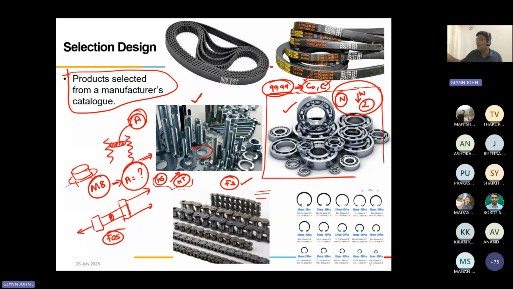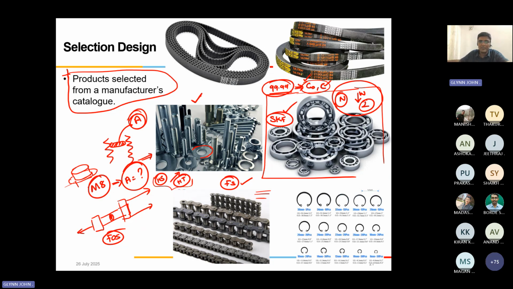Now you can download a catalog. For example, SKF bearing. You can simply download the SKF catalog from the internet. Nowadays, everything is available as a PDF file. Simply search for SKF catalog for ball bearings. You can download the catalog. The calculations will be mentioned there. You can actually perform the calculation for your requirements.